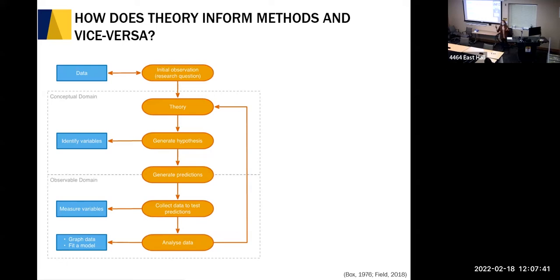And then here's the key thing: depending on what we find, we'll loop back up to theory and say, okay, how does this relate to our theory? Should we modify our theory? Does it support the theory or not? So in this way, we have this loop from theory all the way down to data analysis, and then hopefully back up to theory.